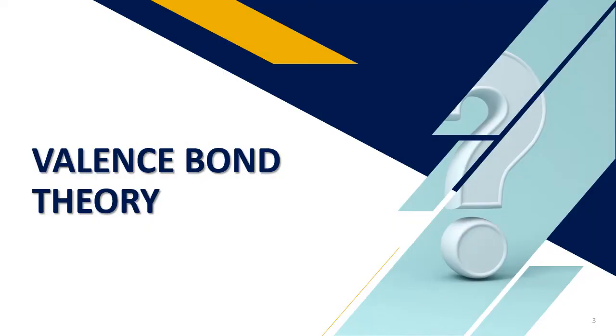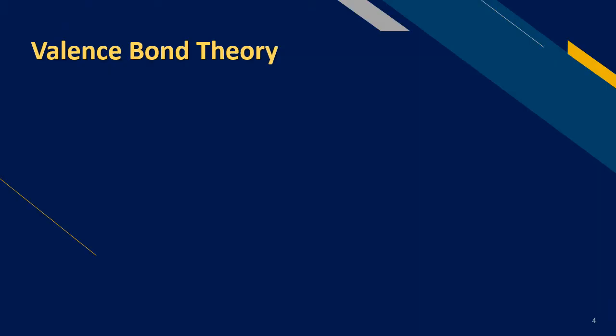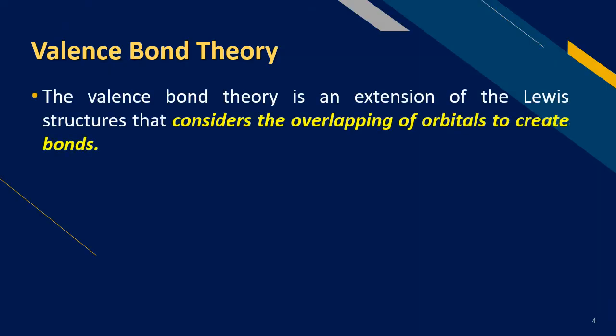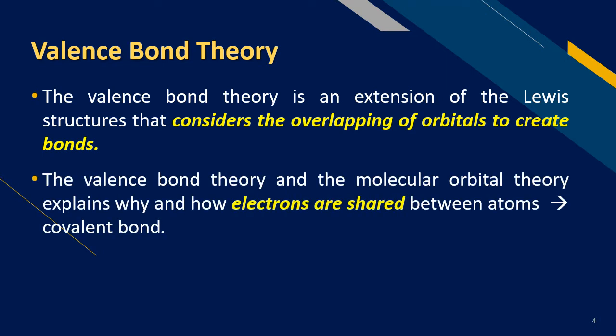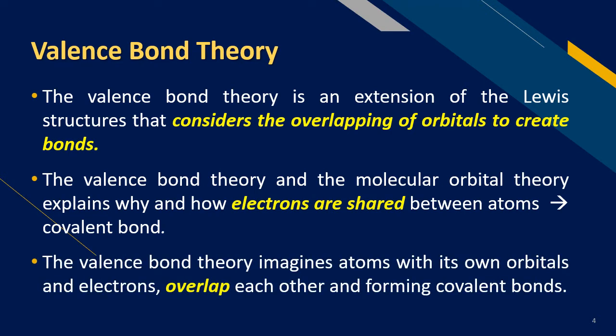The concept that we are going to discuss in this topic is valence bond theory. What is valence bond theory? The valence bond theory is an extension of the Lewis structures that considers the overlapping of orbitals to create bonds. The valence bond theory and the molecular orbital theory explain why and how electrons are shared between atoms for the formation of covalent bonds. The valence bond theory imagines atoms with their own orbitals and electrons overlapping each other and forming covalent bonds.